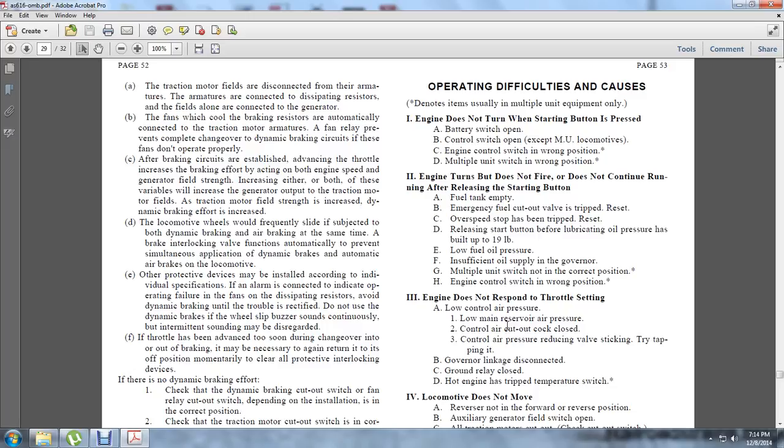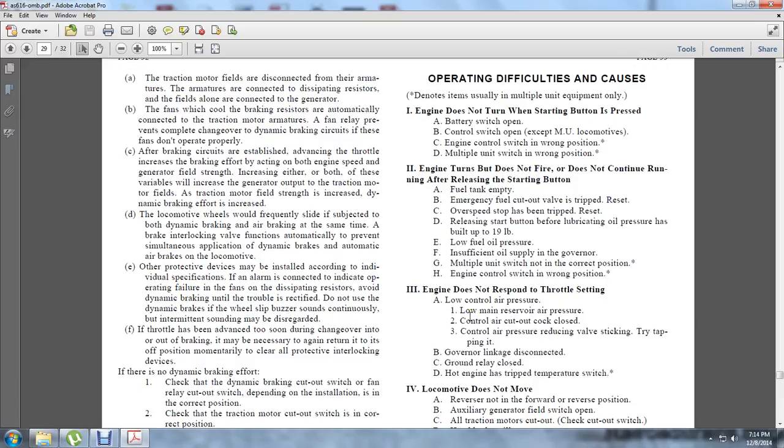Other protective devices may be installed according to individual specifications, connected with the indicating of the operating and failure to the fans, dissipating resistor, and to avoid the dynamic braking unit to the trouble of the rectifier. Do not use dynamic braking. Wheel slip buzzer sounds continuously with intermittent surroundings may be disregarded. Throttle may be advanced as soon as the discharging during the changeover into and out of the brake necessary to again return to the off position, potentially clear the protective interlocking devices.